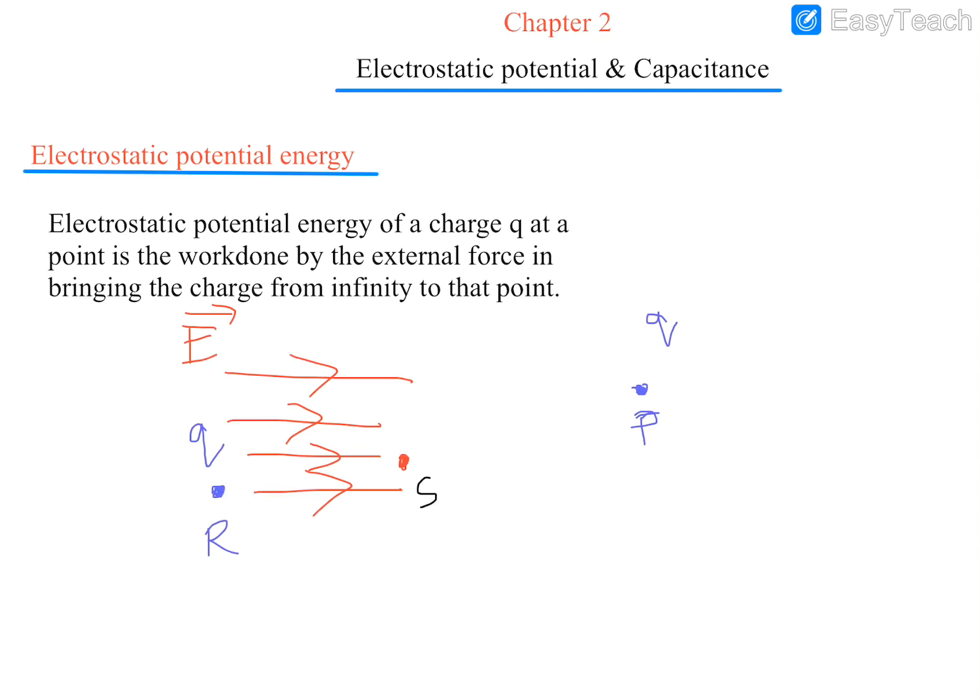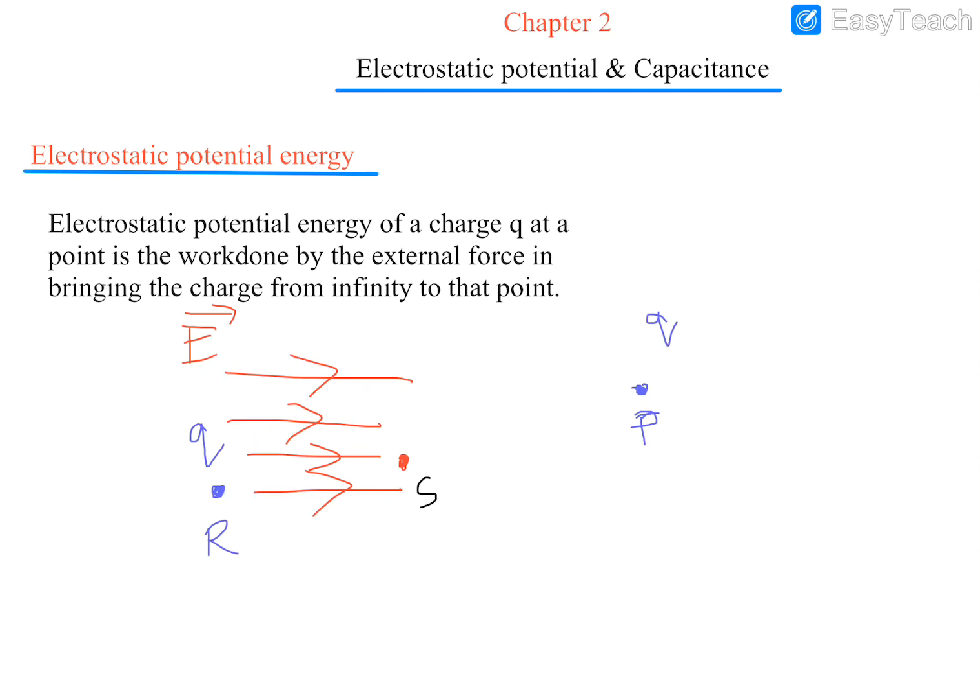Okay, so from a very large distance, that is considered as infinity, if you want to bring a charge to a point near to another charge, you need to do work against this electric field, because the electric field is opposing this process. If you want to move it, the electric field will oppose, isn't it? So if you want to move this charge, you need to do work against this electric field.